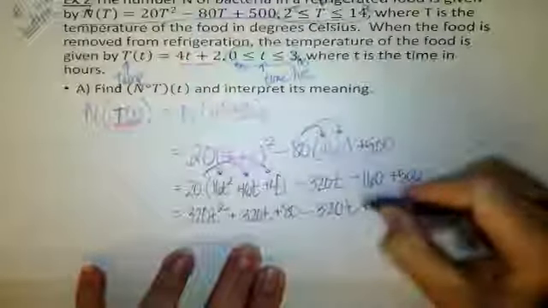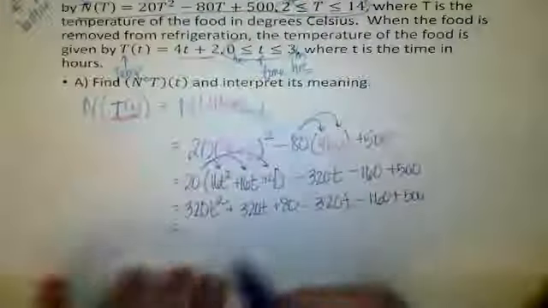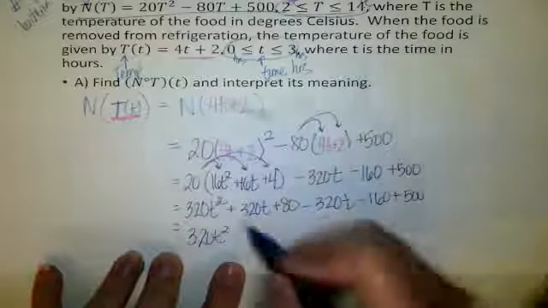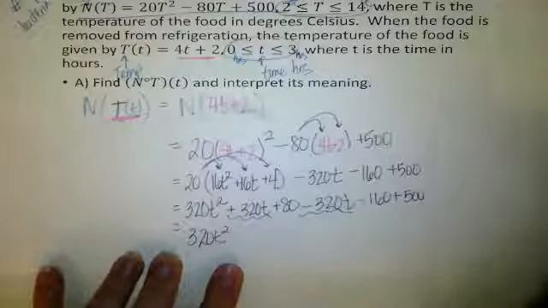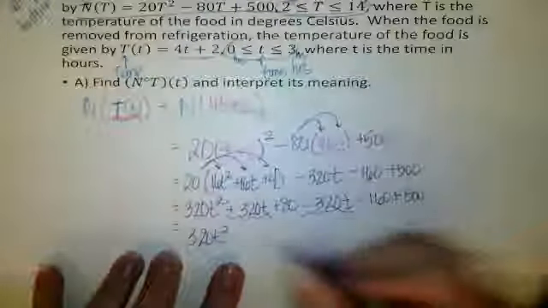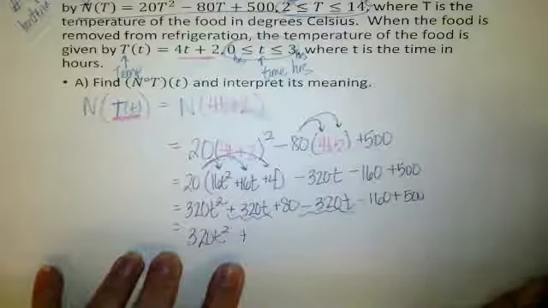Oops, I changed the sign. Don't do that. Minus 160 plus 500. And then we can, let's see, combine some like terms. 320t squared. Positive 320t and negative 320t cancel out. And we're left with 420. There you go. All right.